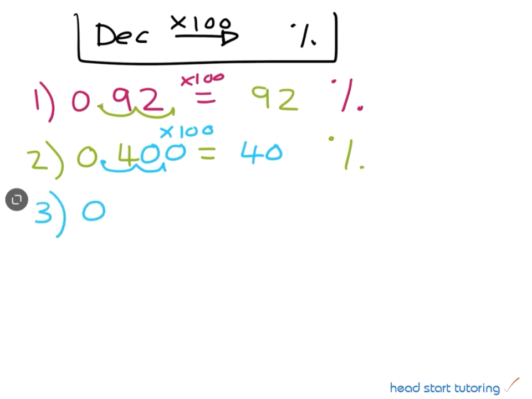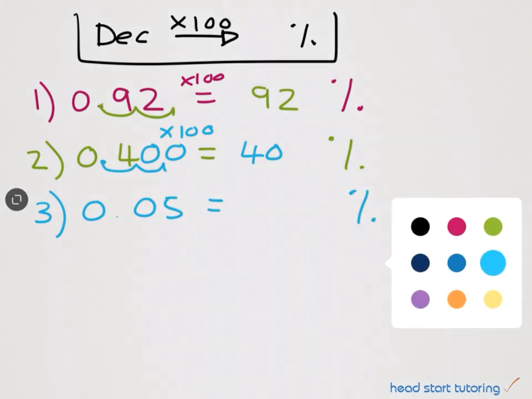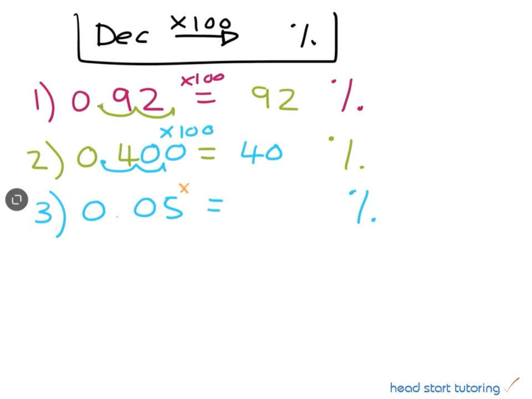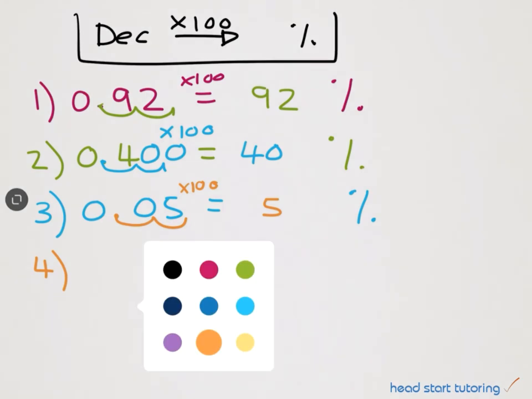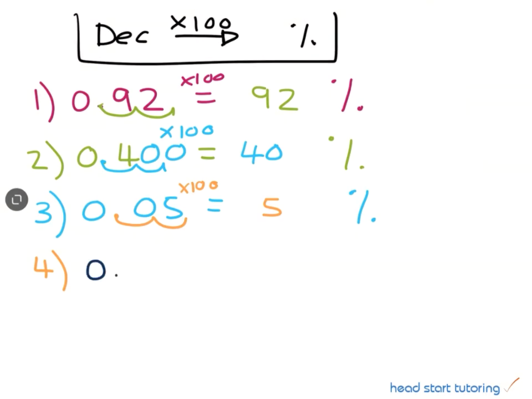If we are looking at 0.05 as a decimal, converting that into a percentage, all we need to do is multiply our 0.05 by 100 to get 5%, because we move our decimal point 2 places to the right. 0.278 into a percentage, again, all we need to do is multiply our 0.278 by 100 to get 27.8%.